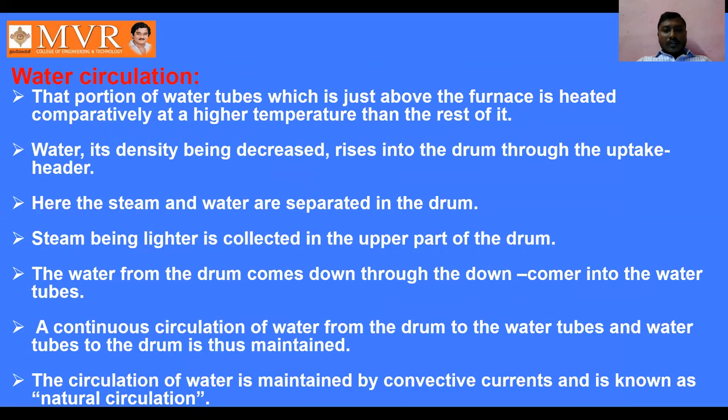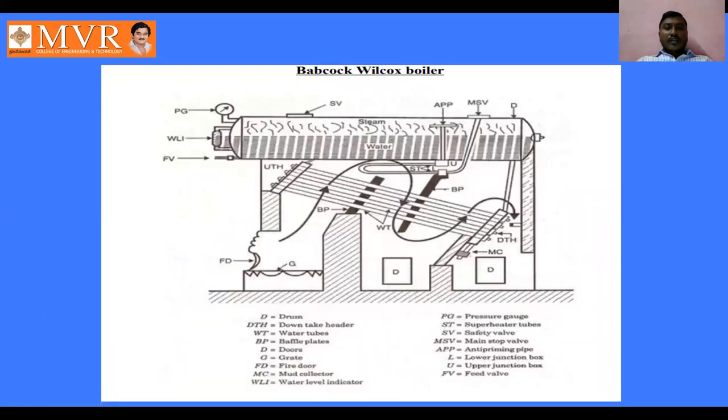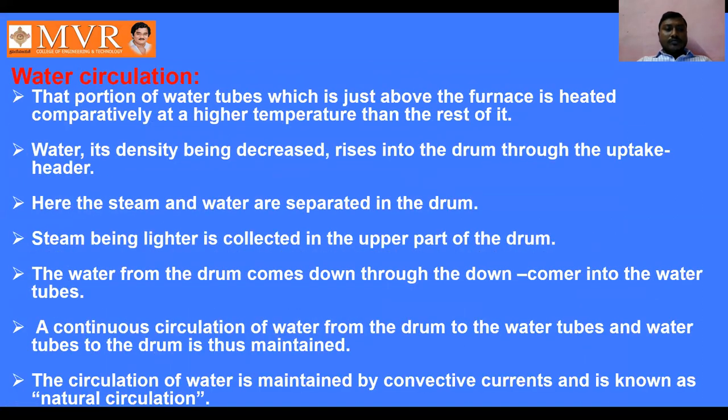See here, the water, its density being decreased, rises into the drum through the uptake header. Here, the steam and water are separated in the drum. We can observe that the steam and water in the boiler shell have been separated here. And steam being lighter is collected in the upper part of the drum.